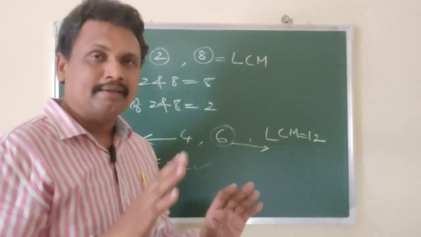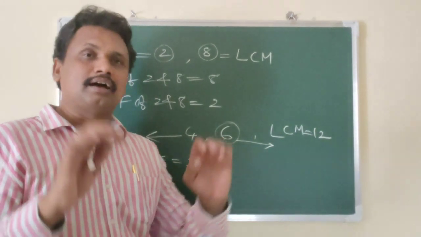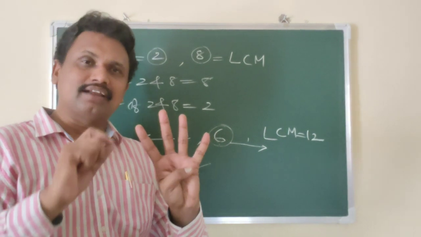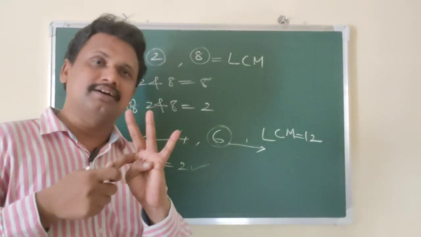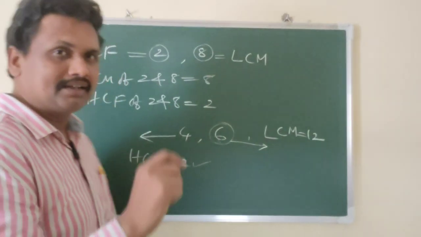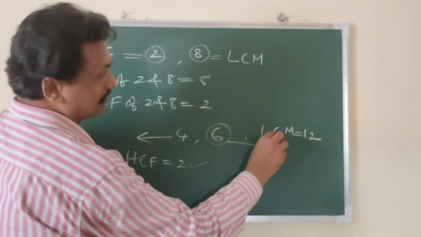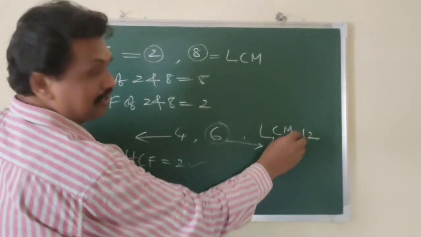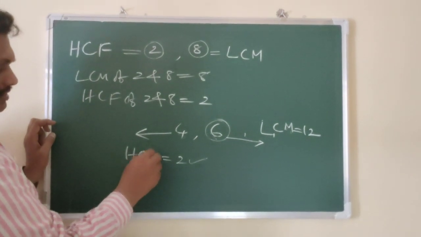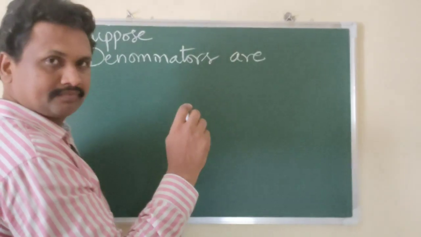Once again, listen. About HCF and LCM, remember that among the numbers given, suppose two or more numbers, the HCF is always smaller than or equal to the small number, and the LCM is always bigger than or equal to the big number. Fix that in your mind. Think that way: HCF is smaller, LCM is bigger. Least common multiple, that's why it is bigger. Highest common factor is a common factor, that's why it is smaller than or equal to the small number. I will explain some more examples.